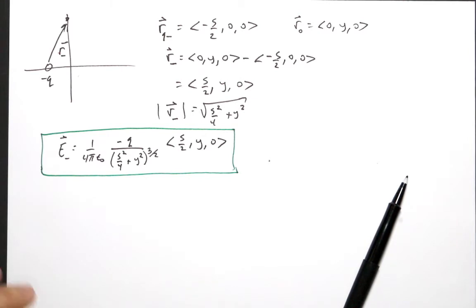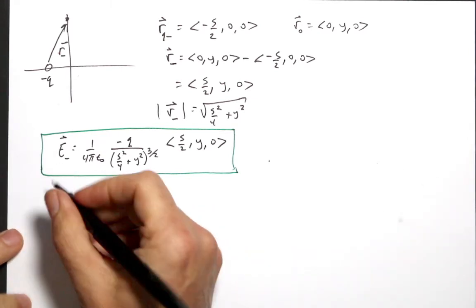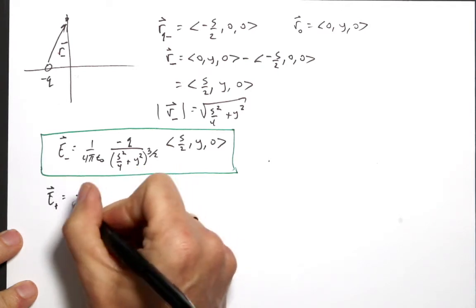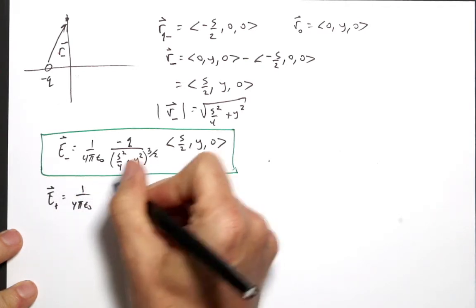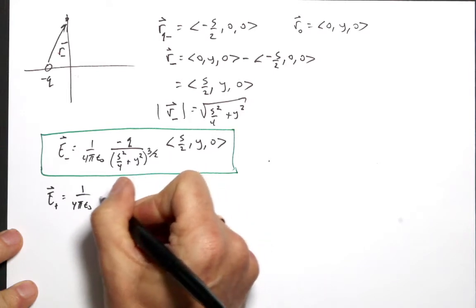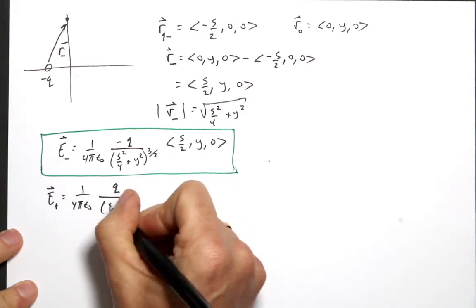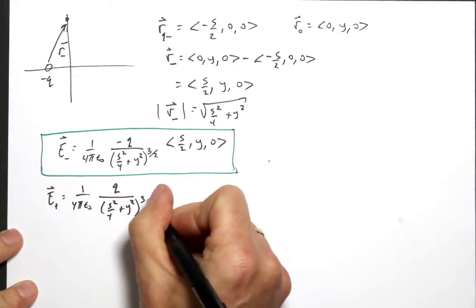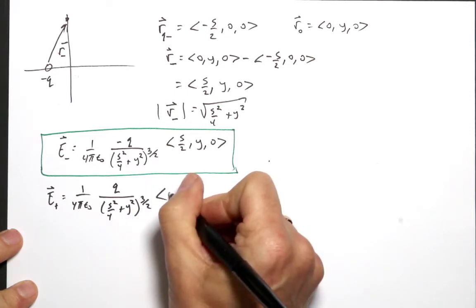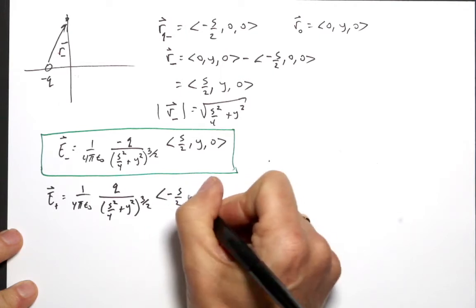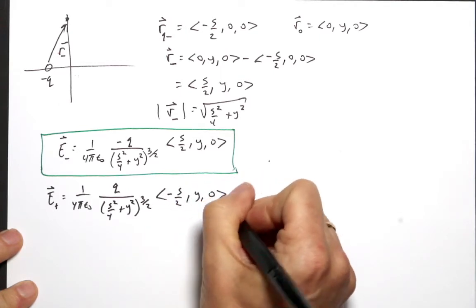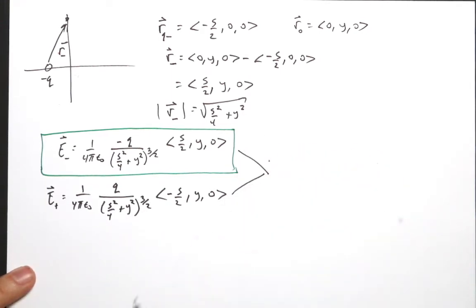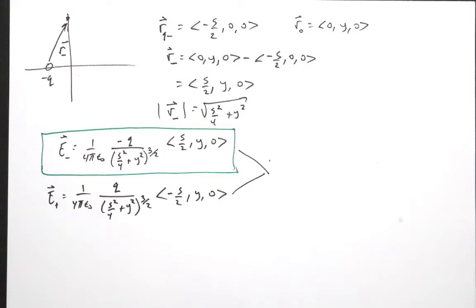Okay, now let's go back and bring my other equation, E plus, I'm going to rewrite that. 1 over 4 pi epsilon naught, positive q over s squared over 4 plus y squared to the 3/2. And this was negative s over 2, y, 0. Now I want to add these two together. And so they're both vectors. So let's add them as vectors.